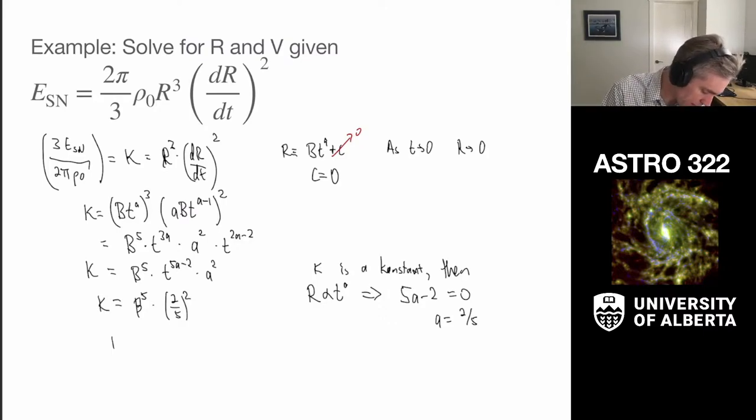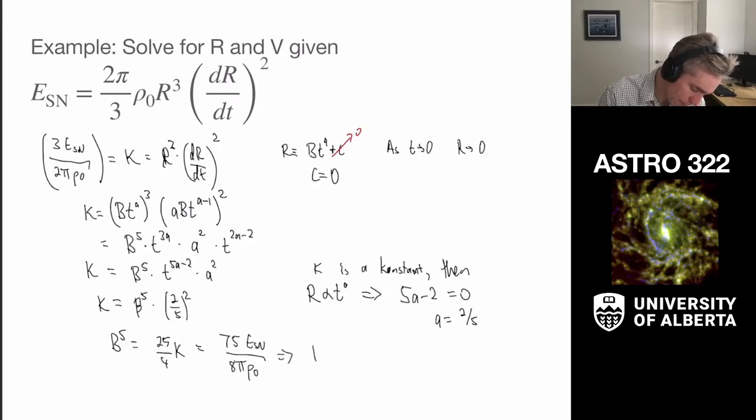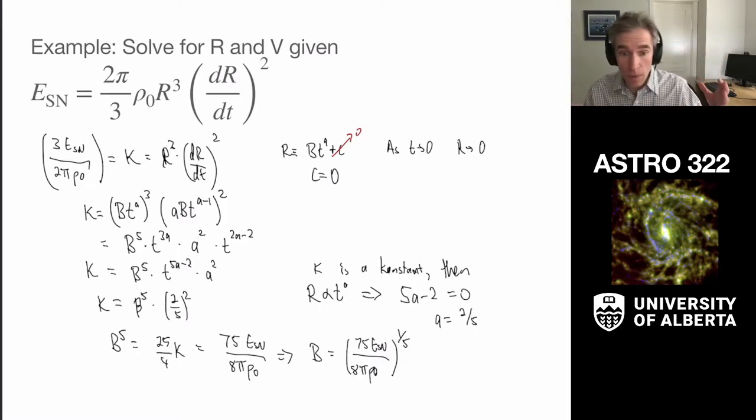So that implies that B to the fifth is equal to 25/4 K, which is equal to 75 E supernova over 8 pi rho naught, and so that implies that B is equal to the fifth root of that, 75 E supernova over 8 pi rho naught to the 1/5. And so that means that, hey, we're all good.